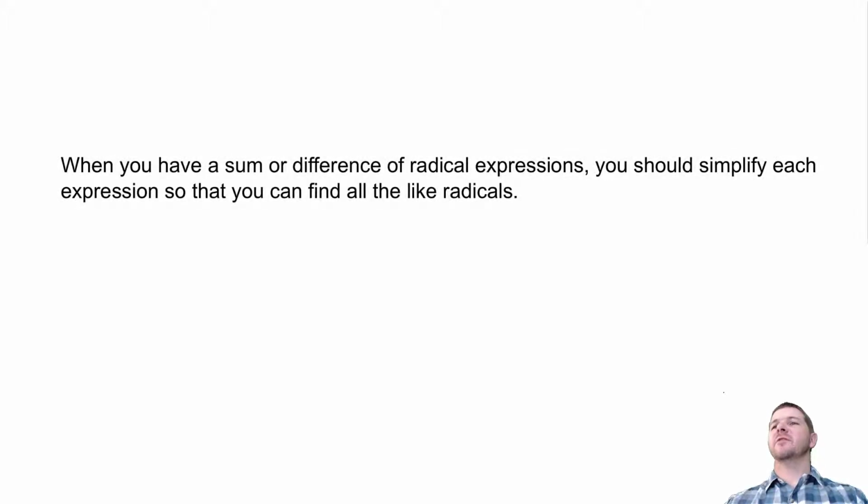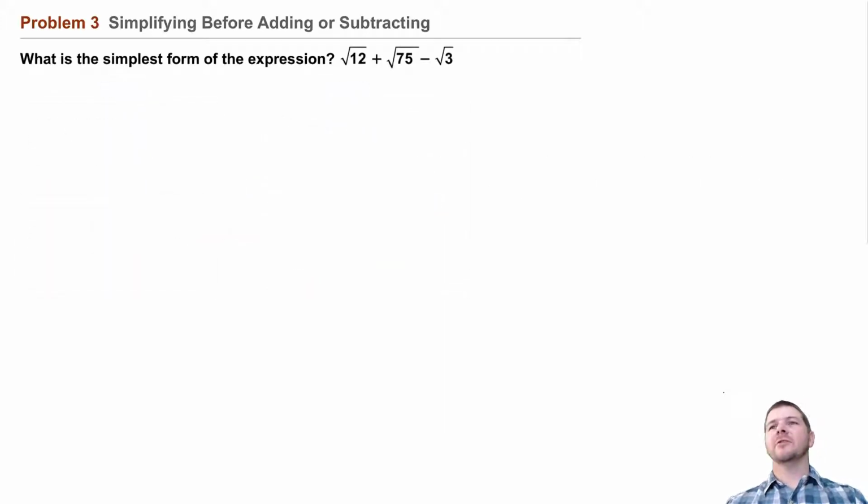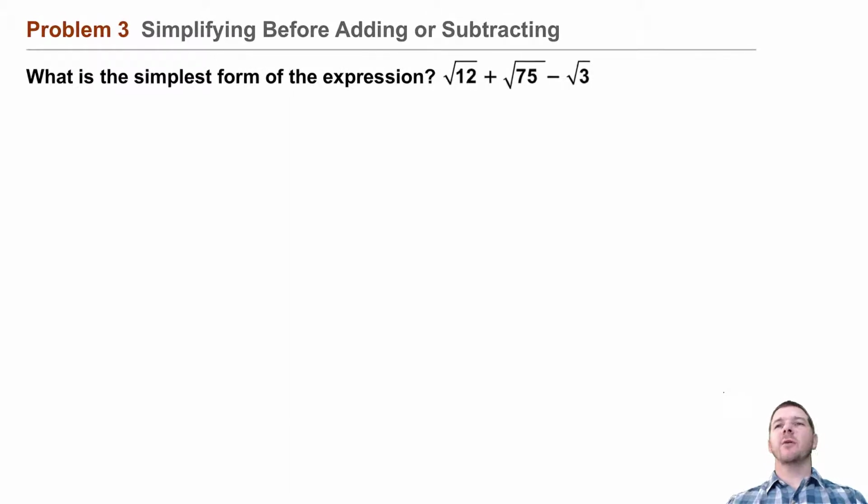When you have a sum or difference of radical expressions, you should simplify each expression so that you can find all the like radicals. Problem 3. Simplifying before adding or subtracting. What is the simplest form of the expression? The square root of 12 plus the square root of 75 minus the square root of 3.